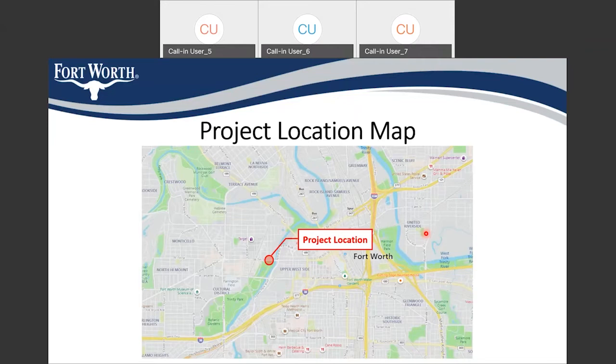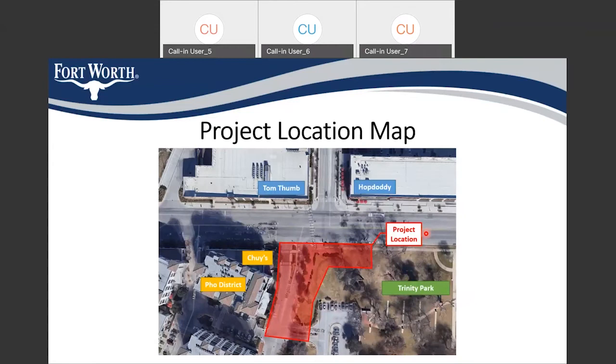So the project location, this is just a large zoomed out picture of Fort Worth, and you can see, of course, we're just west of Fort Worth along West 7th Street near Trinity Park and the Trinity River there. And this shot is just a zoomed in picture. Again, I would assume everyone's probably very familiar with the area, but you can see the project location is highlighted by this red shaded box here.